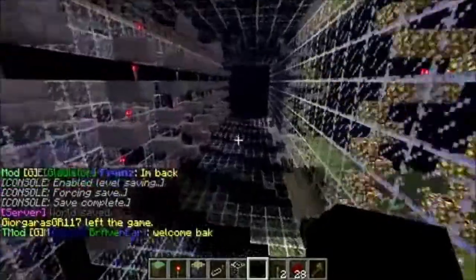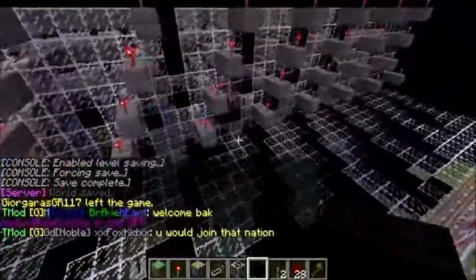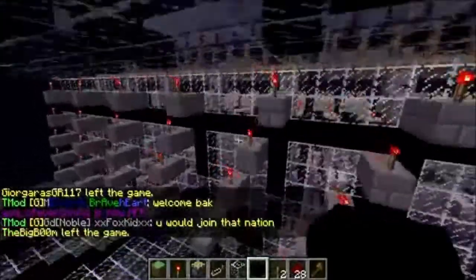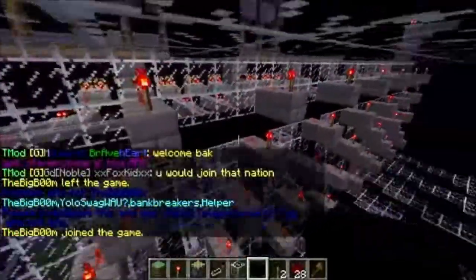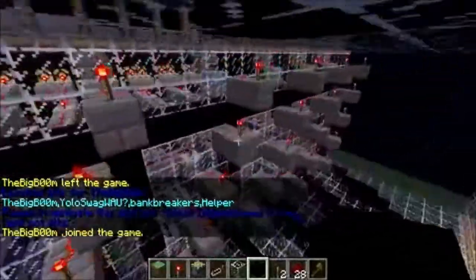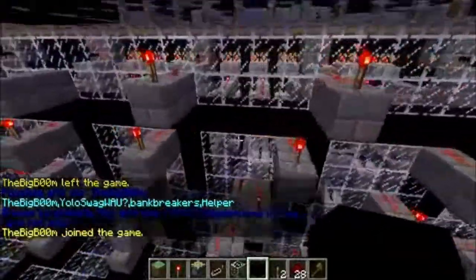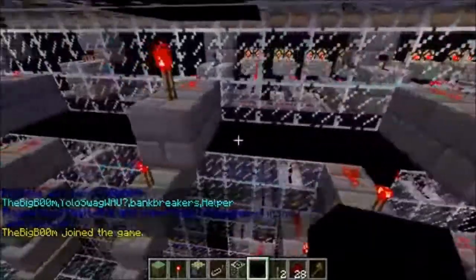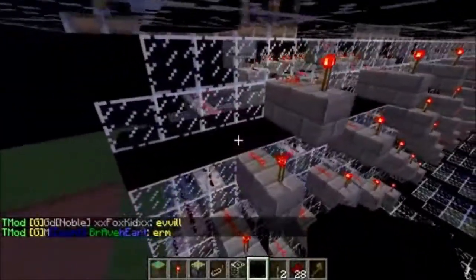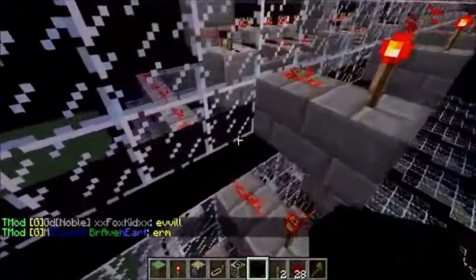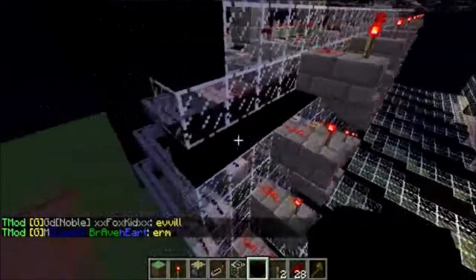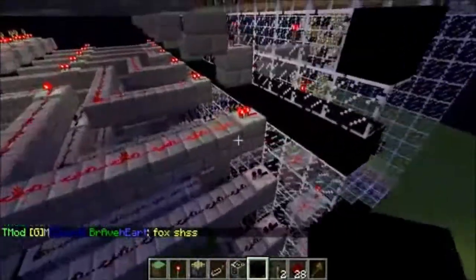You have a rotating barrel right here of information, and the information is stored in binary format by using glass and wool, or it doesn't have to be glass and wool, but it does have to be transparent and non-transparent blocks. The idea is that the transparent blocks do not conduct electricity, and the ones that are not transparent do.